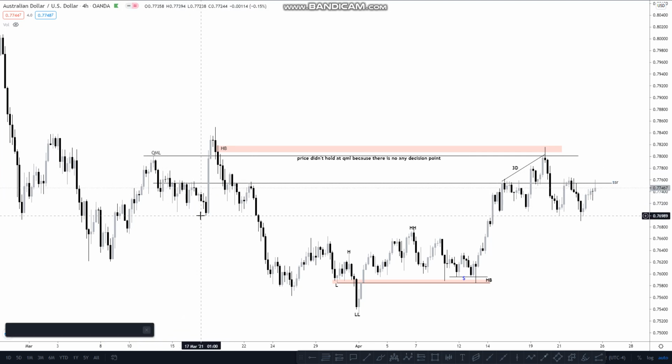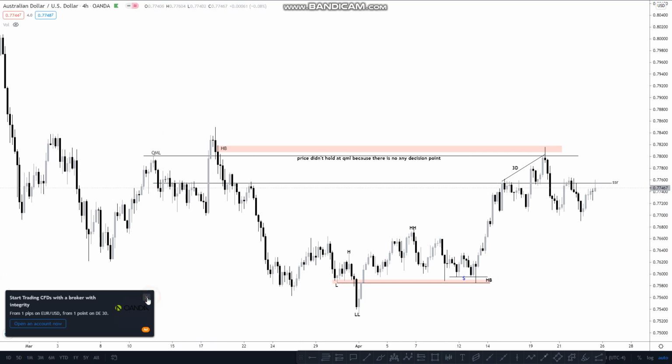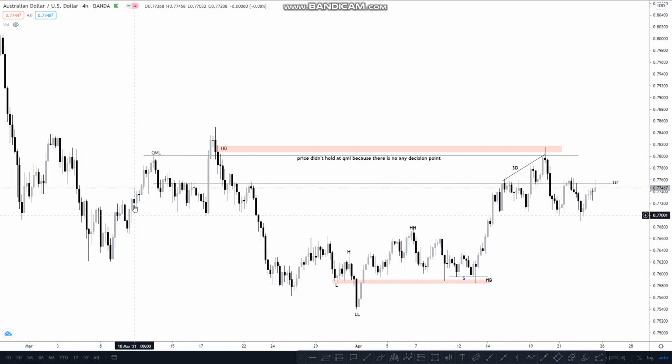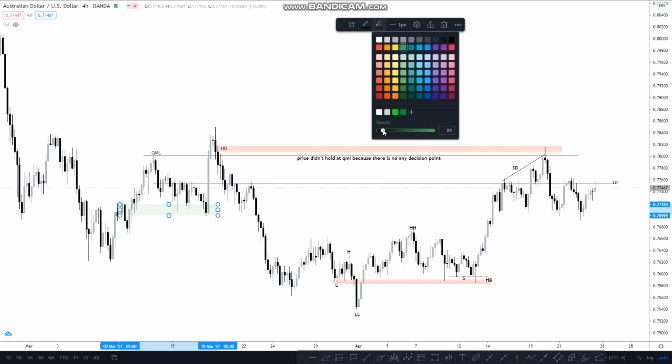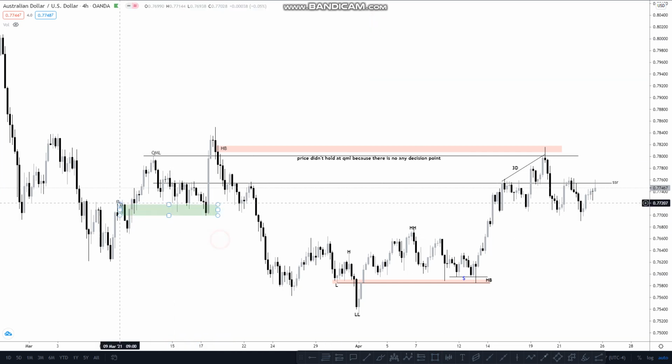Already it was a signal to say that this market is going to buy, because on the decision point, this is your decision point. If you want precision, let me delete this thing and delete it here. If you wanted the precision, you could refine your entry.